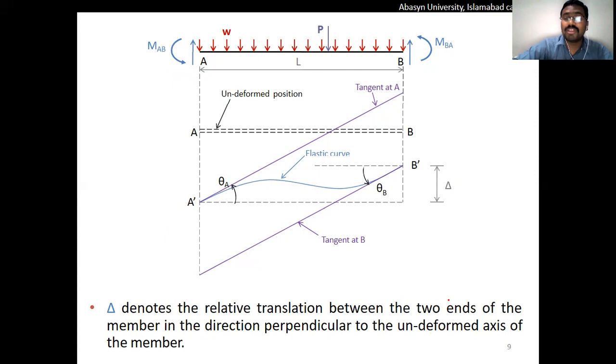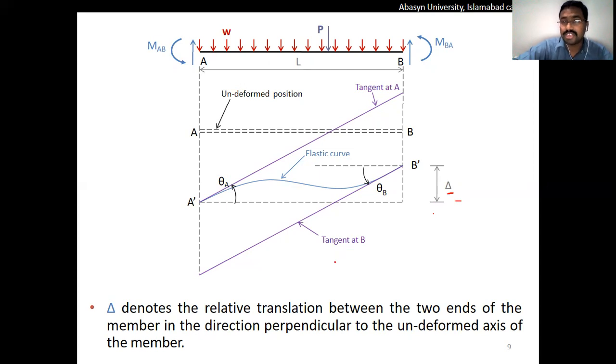And when the member is moved away from its neutral axis, it will cause some deformation in the members. We call this value delta. Delta denotes the relative translation between two ends of the member. The translation at the two ends of the member, in the direction of the loading applied perpendicular to the axis, is called the value of delta.